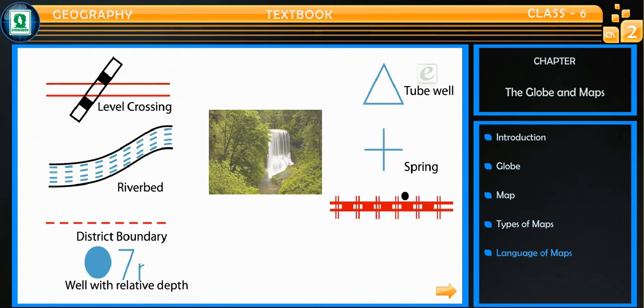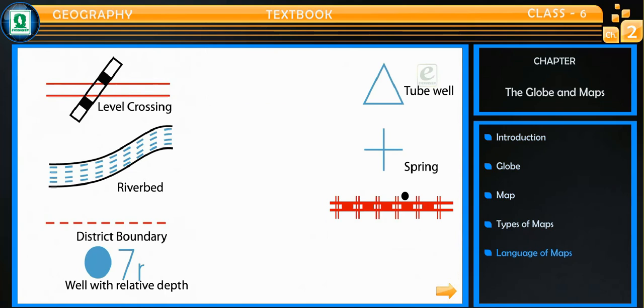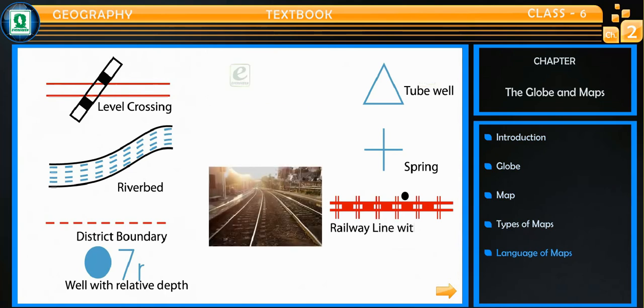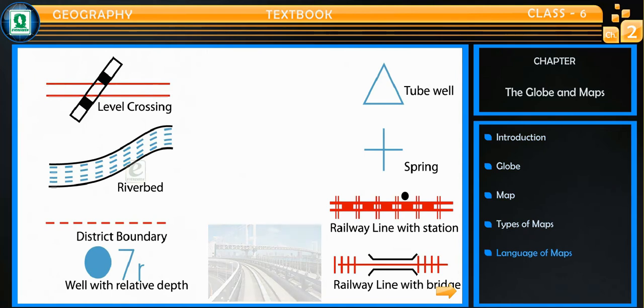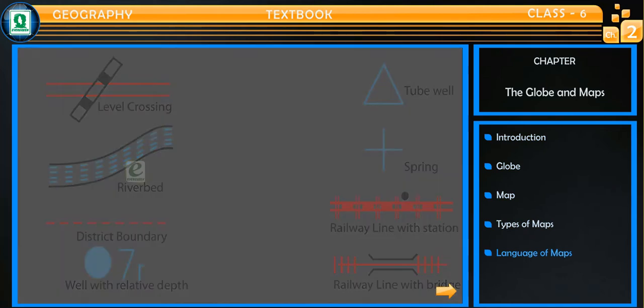Can you guess what this symbol shows? This is used to show railway line with station, and this shows railway line with a bridge. Such common symbols like these are called conventional signs.